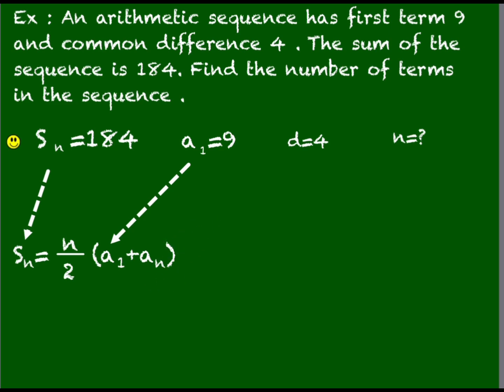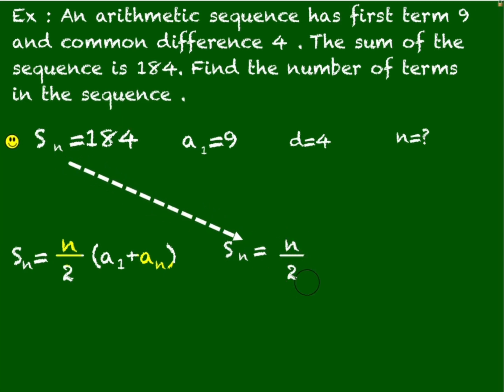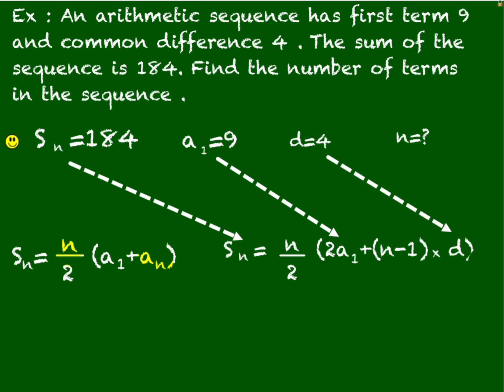If we look at the first formula for a moment, you'll notice it has two unknowns, the last term and the number of terms. Since we don't have the last term, we can't use this formula to solve the question. Now, let's check out the second formula. Based on the given information, the only unknown is the number of terms, which means we can definitely use this formula to solve the question.